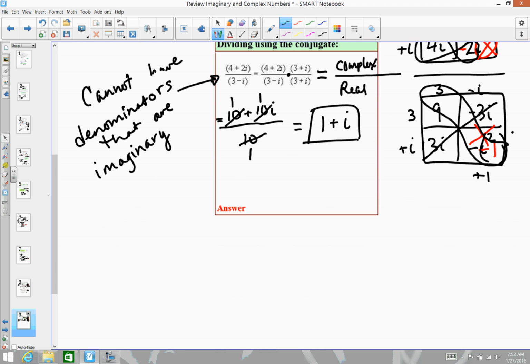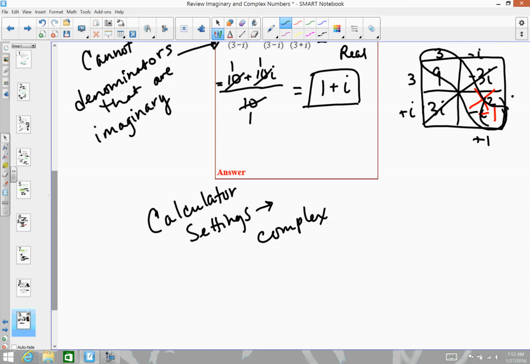Again, you can do these in your calculators. Just make sure you change the settings so that you can work with complex numbers. And then if you have to do other calculations after that, you want to change your settings back to real numbers. Alright, that'll do it for today.